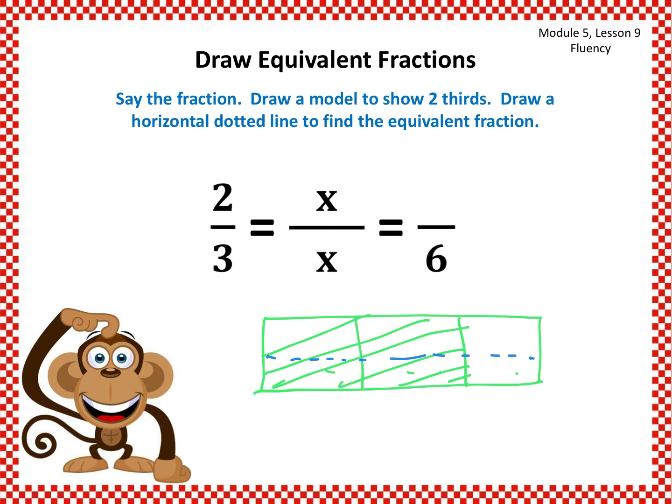And now instead of 3 parts, we have 1, 2, 3, 4, 5, 6, which is what we have on the bottom of our fraction right there. That's our denominator. So now we divide it into 6 parts. And if I count, I've got 1, 2, 3, 4 parts that are shaded. So that tells me that 2/3 is equivalent to 4/6. What did I multiply by to get there? Well, it looks like I multiplied by 2, because 2 times 2 is 4, 3 times 2 is 6. Good work. You have reached the end of our fluency for today.